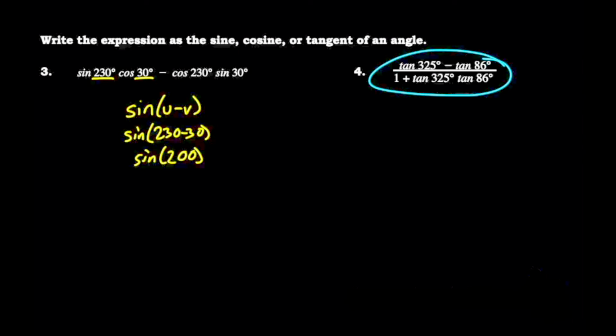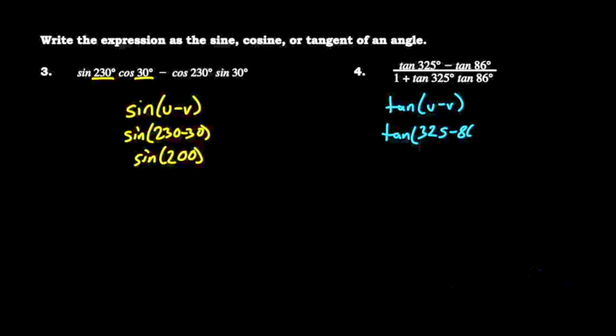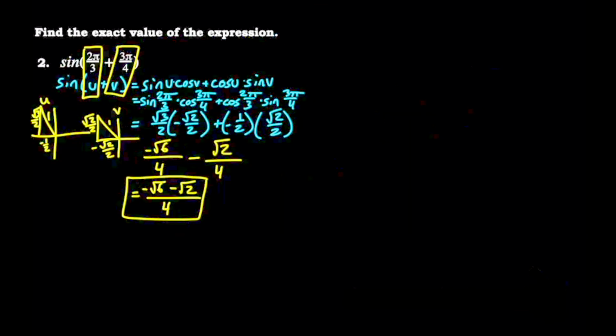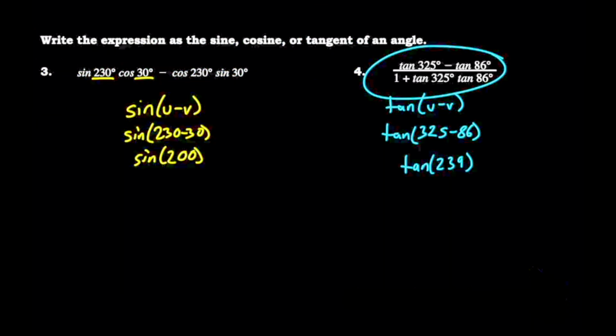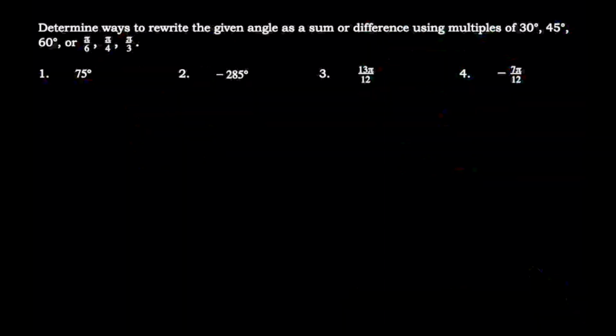We have this huge mess, tangent of 325 minus tangent of 86, yada, yada, yada. If you look at the bigger structure, it's tangent of something minus tangent of something, and then on bottom we have 1 plus tangent times tangent. So again, look through those 6 identities, and you'll see that this matches up with tangent of u minus v. So I'll take out the u and the v and substitute in 325 and 86, and that would give you tangent of 239 degrees. So not only can we evaluate more angles that we haven't worked with before, but we can also take complicated expressions like this and simplify them down.